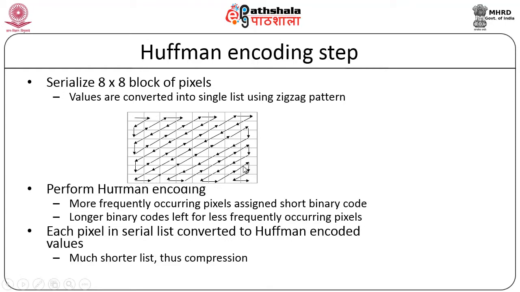Before Huffman, the whole data looks like a matrix, rows and columns. This is made into a zigzag pattern like this. Wherever the line crosses, that particular pixel is taken. That way the whole image is made into a serialized format. That means the values are converted into a single list using the zigzag pattern. So, instead of two-dimensional data, the whole image is traced and given as a single list.